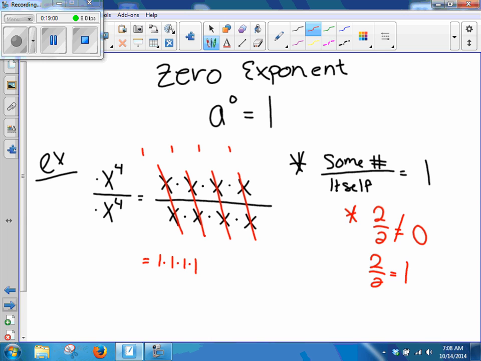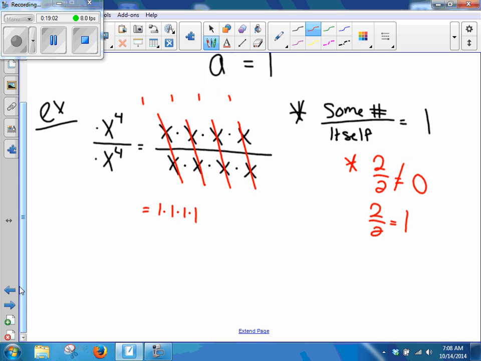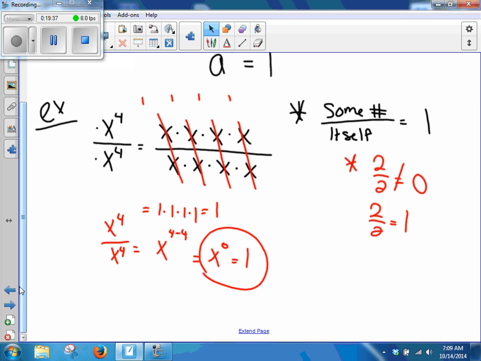Same thing goes for this quotient rule. Okay? So if I come back over here, x to the 4th divided by x to the 4th, the other thing is, think back to the quotient rule. If you have the same base, all you have to do is take x to the 4 minus 4. Well, guess what? That's x to the 0 power. And what did we just show that it equals? Well, it equals 1 because we can divide the same number from top and bottom. We can divide that down to 1. So that is why any number raised to the 0 power is always going to be equal to 1.